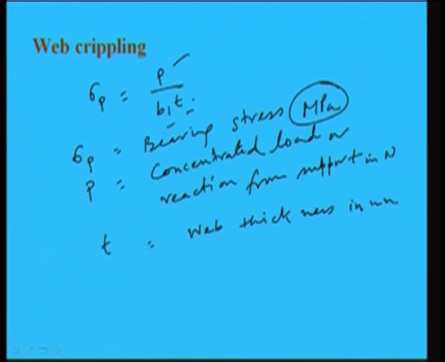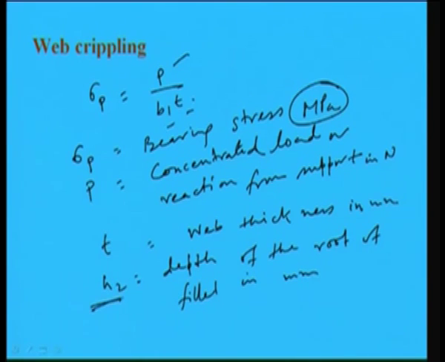So, this is Newton and this is millimeter, this is millimeter. So, we can find out the bearing stress, and H2 is the depth of the root of fillet in millimeter. So, we have to put the values in millimeter here, H2 and T, so that we can find B1 also in millimeter, and then if P is given in Newton, we can find sigma P as MPa. Remember, chances of mistake will be there if we mismatch the units. Units have to be in the same order.